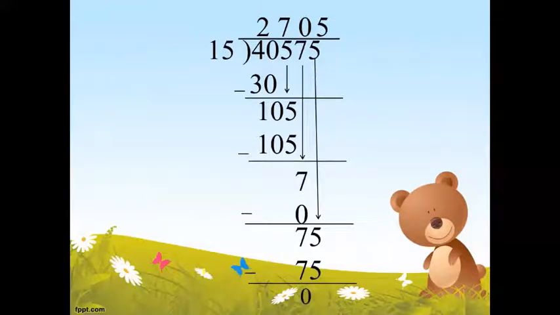So we are having 0 as a remainder. It means that each family will get 2,705 rupees and 0 rupees are left over.